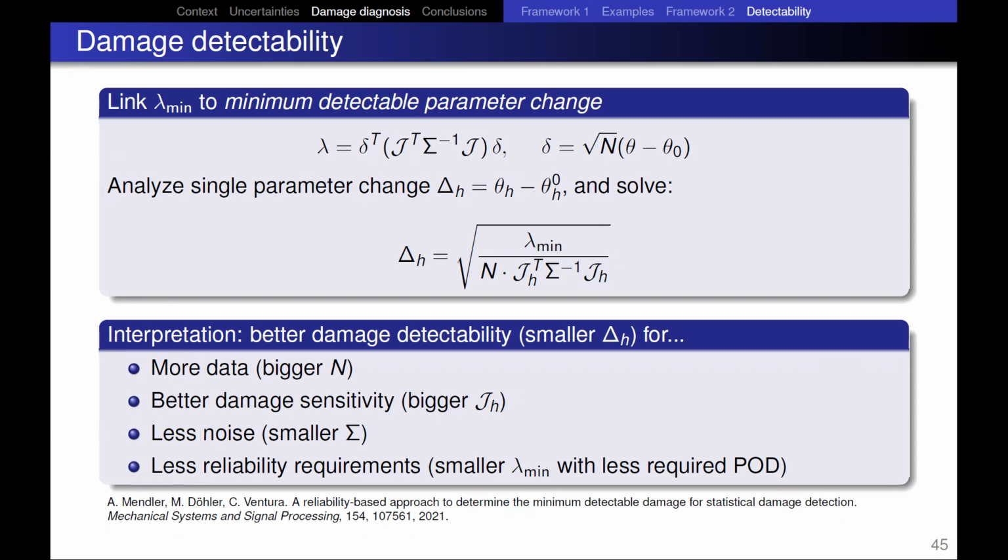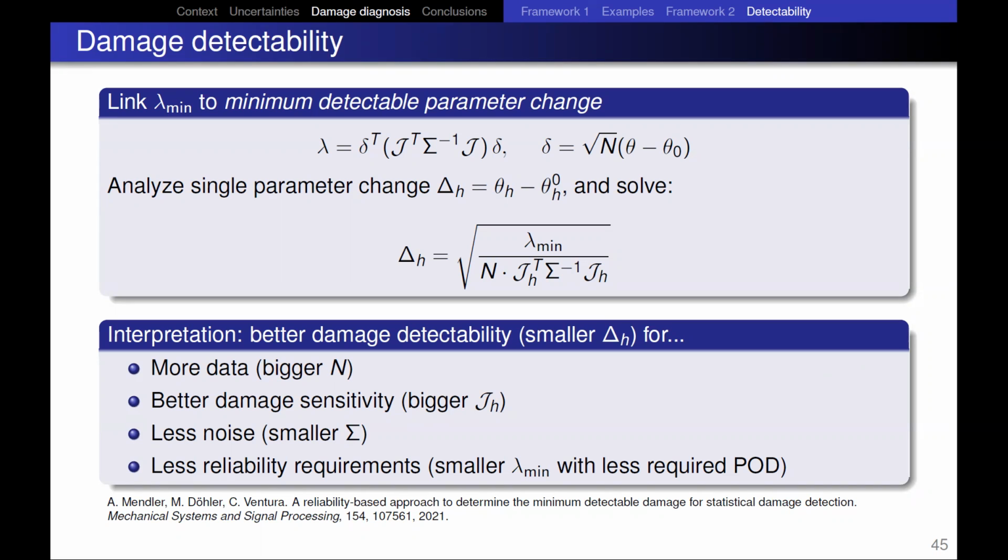Now when we want to analyze how big a damage has to be in a single parameter, for example at the hotspot of the structure, how big the stiffness loss in that element has to be in order to be detectable, we analyze a single parameter change and just solve for the difference between delta H and delta H0, between our parameter in the damage state and the reference state, and have a very simple formula for that. That indicates how big the change in the parameter has to be to be detectable, and that depends on the data length, for example.